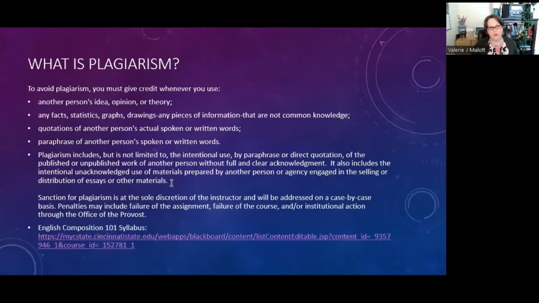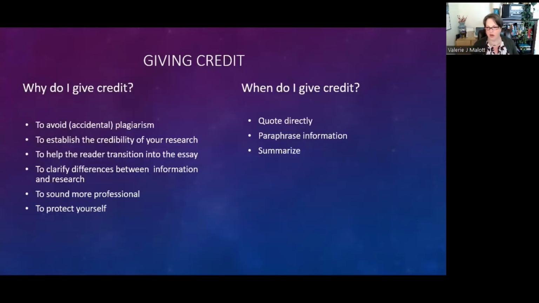And lastly, you also use it to protect yourself. And what do I mean by that? Well, it protects you in the event information is incorrect or is upsetting to your reader. You can say, well, I didn't say that. This person here said it. And I prove that by citing from the source. And you can go to the source and see how they said it. That's not necessarily my opinion, but this is something that I have presented.